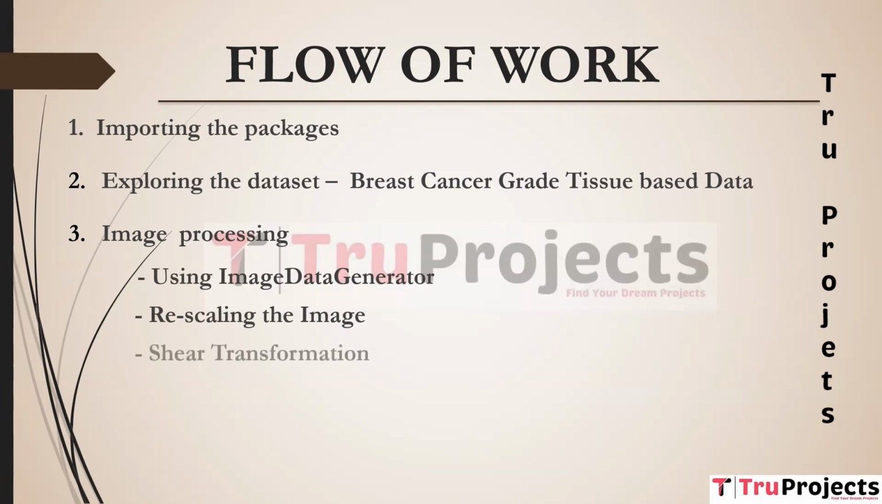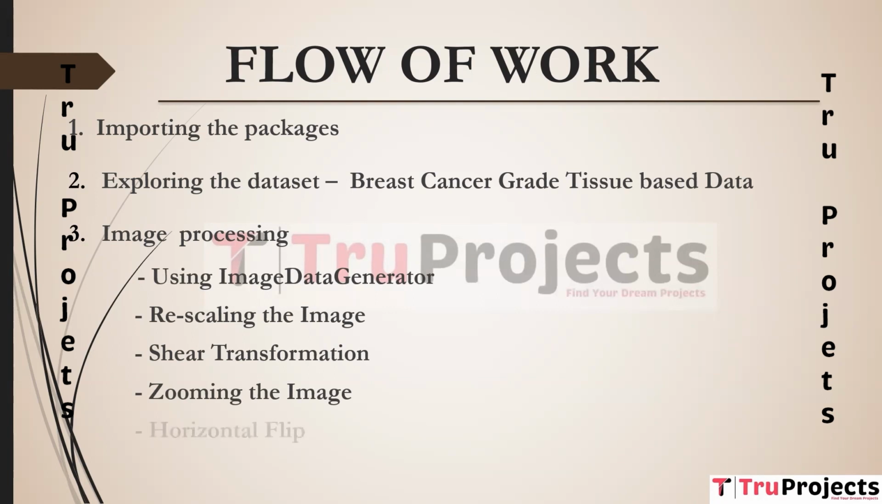Shear transformation. Shear transformation distorts the image by slanting it in a specific direction. The purpose of this is to introduce variations in the dataset, improving the model's ability to recognize tissue patterns based on different angles or orientations. Zooming the image. Zooming changes the image magnification level. It provides different views of the tissue, helping the model detect features at various scales and enhancing its overall robustness.